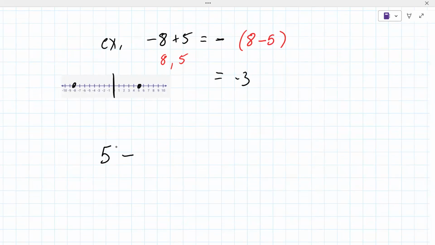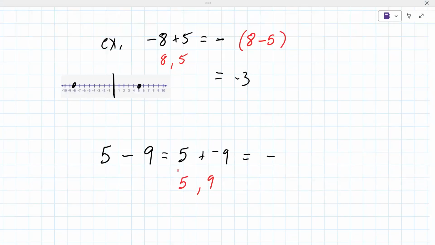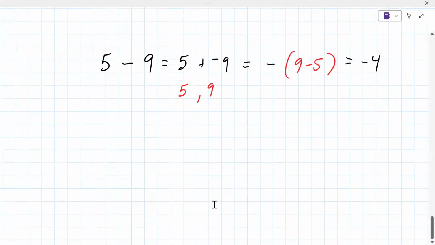Let's say it's 5 minus 9. This is really 5 plus -9. You see how I did that? So which is further from 0, the 5 or the -9? The -9. So that means your answer is negative. Then you take the two numbers without the sign, take the larger and subtract the smaller, which is 4. So this becomes -4. Okay, let's look at another one here.